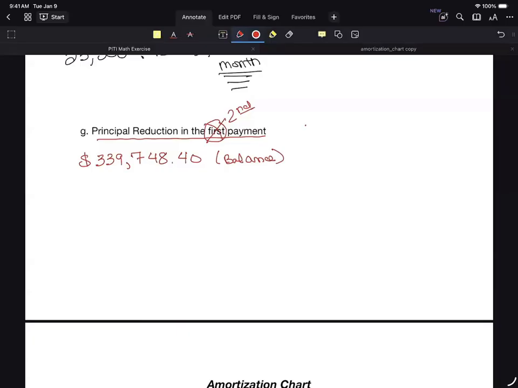And you know what didn't change? The 7.5% annual interest. That would be for a year, and we're only borrowing $339,748.40 for 1 month. If we know the annual interest rate and we know the balance, what math could I do to figure out how much it would be if I borrowed this money for 1 month?